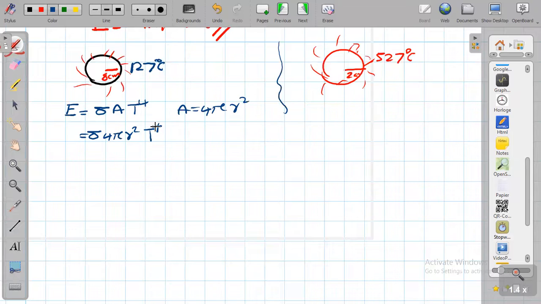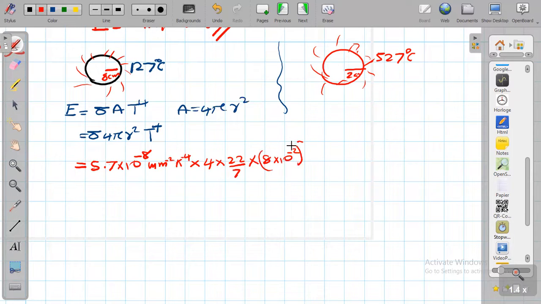Then I will substitute this value. I know this one. This is a given value, 5.7 into 10 to the power minus 8 W m minus 2 K minus 4. And just multiply 4, and multiply the pi value like 22/7, and the r value, 8 into 10 to the power minus 2 because of the centimeters to meters conversion, and squared. And finally the temperature, that is 127, which is 400 Kelvin.